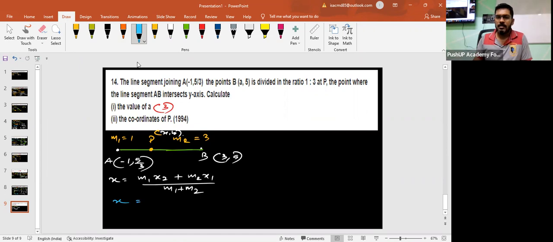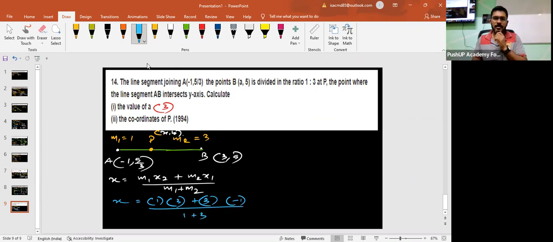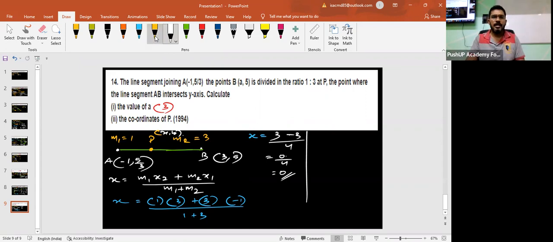P coordinates are 0, 0. That is what I'm going to do now. So m1 is what? 1. x2 is what? 3. Plus m2 is what? 3. Then x1 is what? Minus 1. Whole divided by m1 plus m2, which is 1 plus 3. So you get x is equal to 1 into 3, which is 3 itself, plus 3 into minus 1, which is minus 3, divided by 4. Anyways, the numerator is 0. 0 by 4 will give you what? 0 itself. Okay. Then let's do the second part.